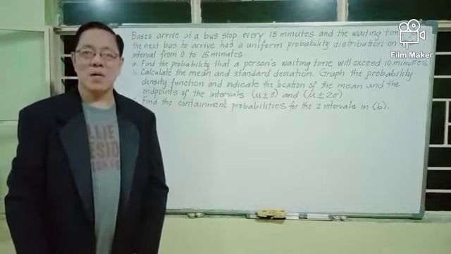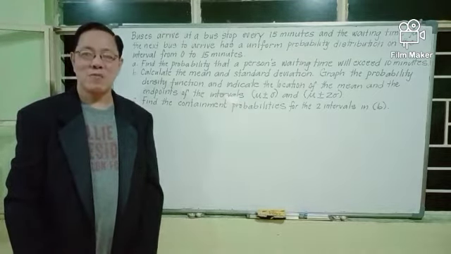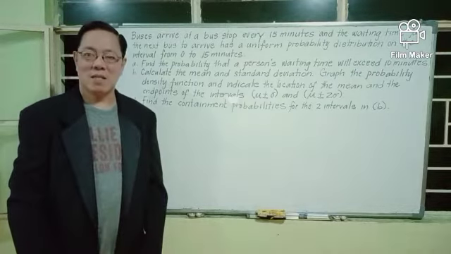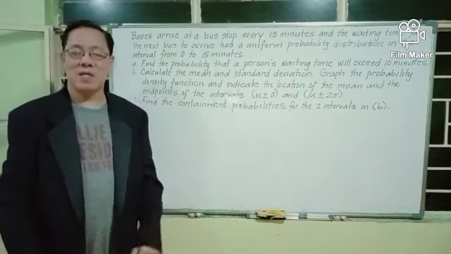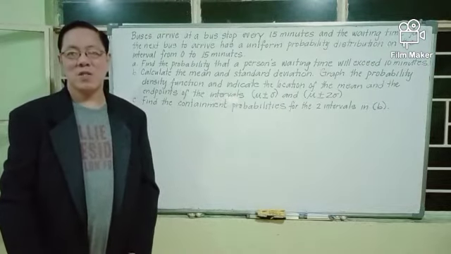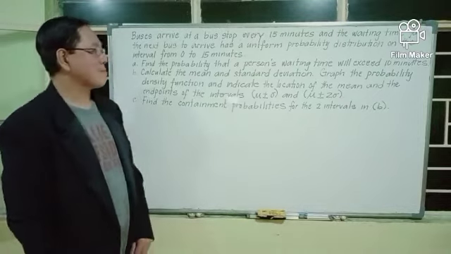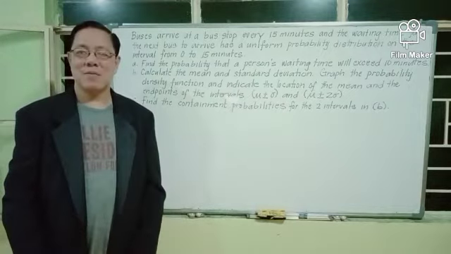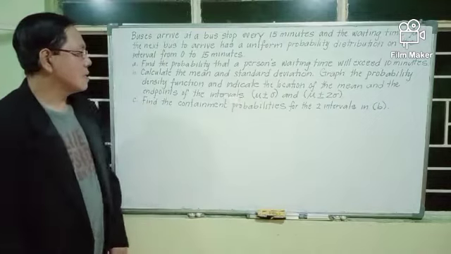In letter A, we want to find the probability that the person will have to wait for the next bus for more than 10 minutes. In letter B, we calculate the mean and the standard deviation for the continuous random variable for this example. And we also graph the probability density function f of x for letter B.